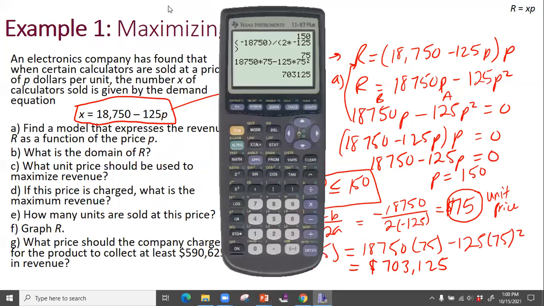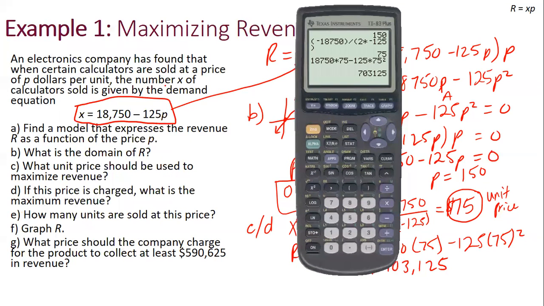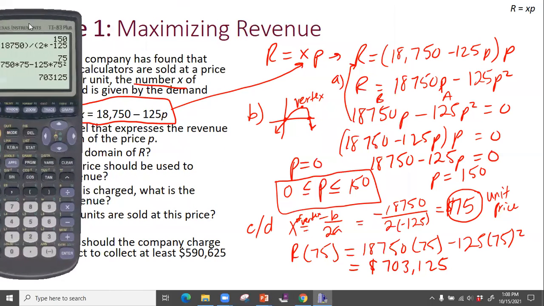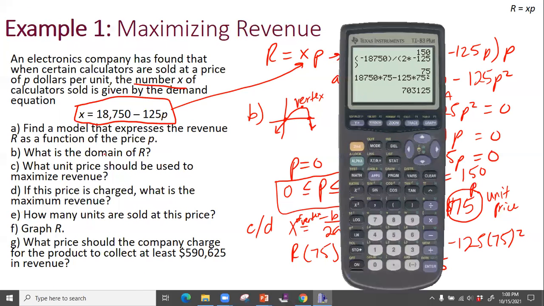Okay, E. E is saying how many units were sold. Remember, X represents the number of calculators, right? So if I want to know how many units were sold, I would have to use my p-value to find X, right? And what was our p-value? Our p-value is 75.